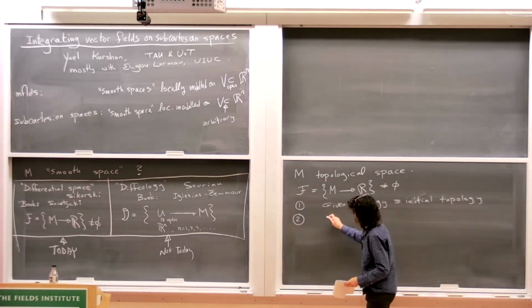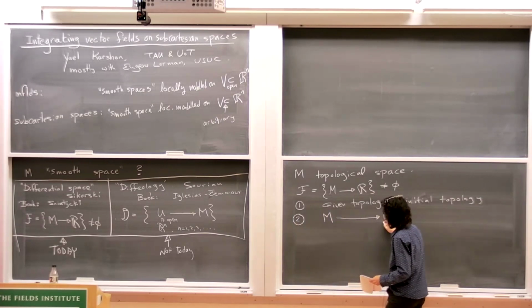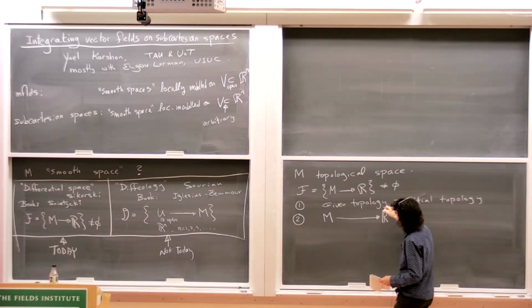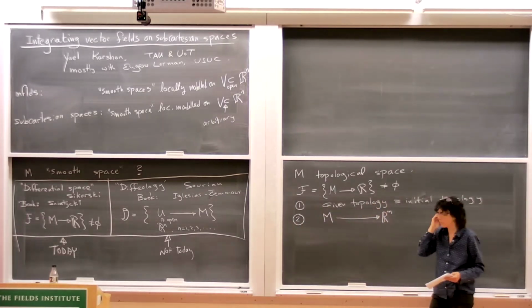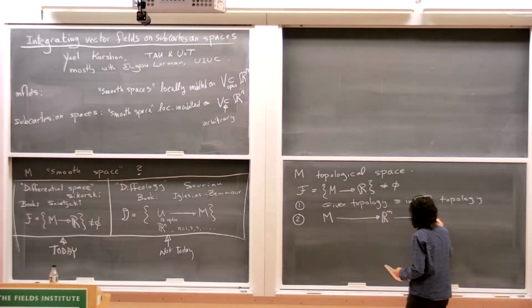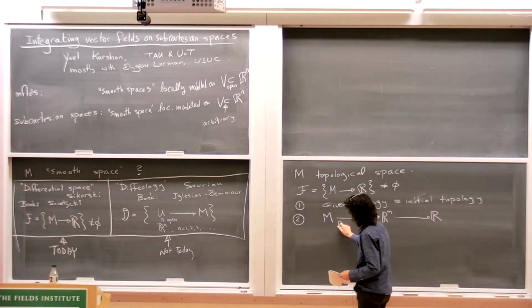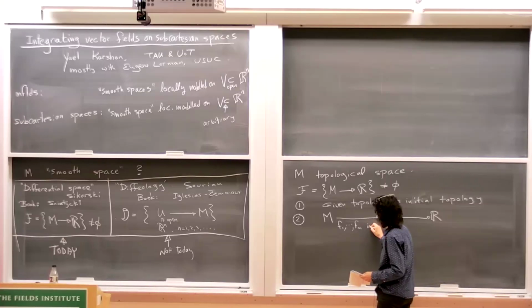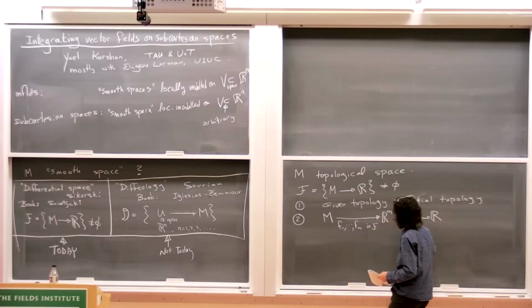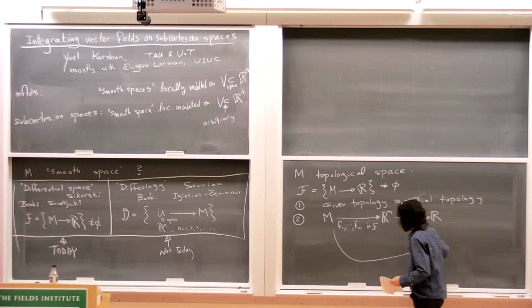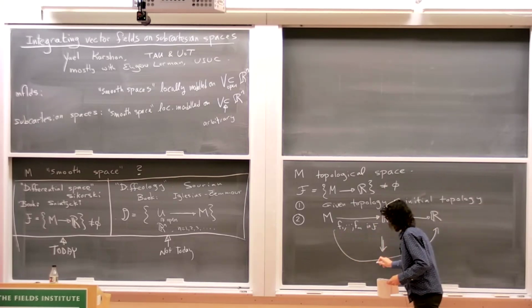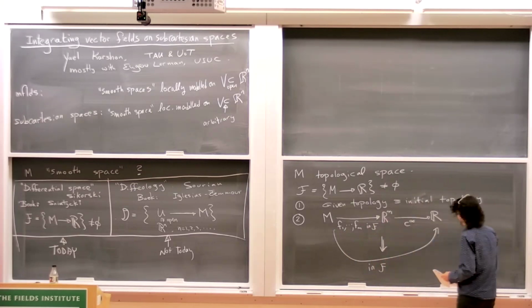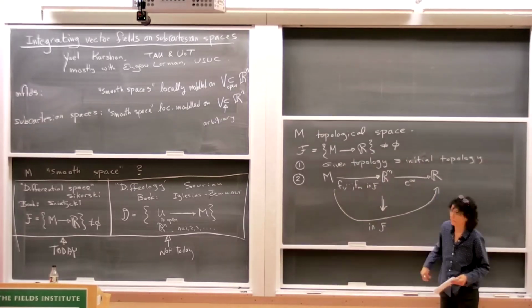The second axiom is the one that sees the C infinity structure. The collection of maps has to be closed under composition with smooth maps. So if we have little f1 through little fm in the collection, and we compose it with a smooth map to Rn, then the composition is in the collection. And the third axiom is locality.